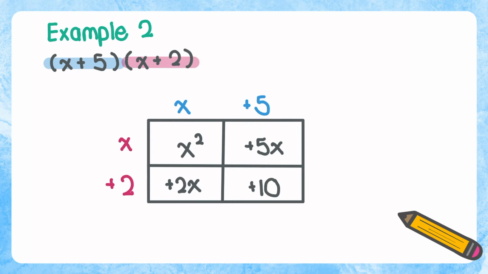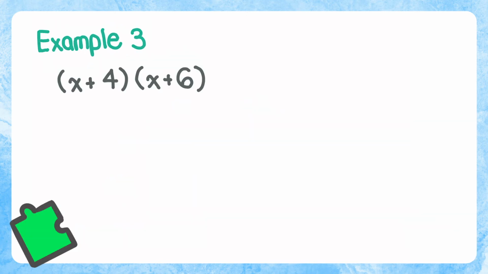And then again, right here I notice like terms, so I can combine them. That's going to be a 7x, positive 7x. So again, x squared plus 7x plus 10. Again, it should be the same as earlier. So on Edpuzzle, go ahead and try this example using the area model.